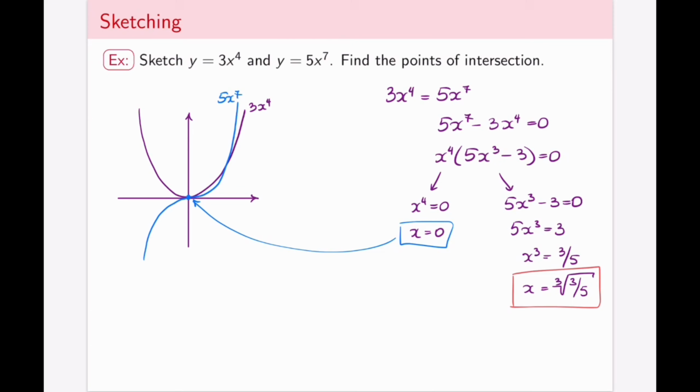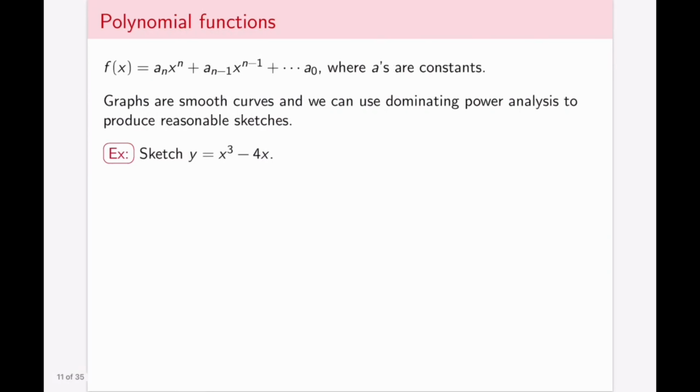So the second one corresponds to my second point of intersection of the two graphs right here. Again, drawing a graph before doing any of the algebra established an expectation for 2 points, so in case you accidentally ended up introducing the plus minus, you would have noticed that it's not quite consistent with your graph. This power-dominating analysis can be extended very easily to functions that are not just powers, but rather polynomial functions, power functions that are connected with pluses or minuses.